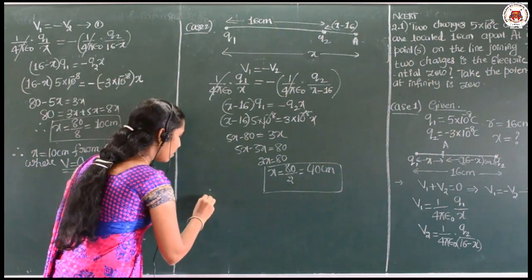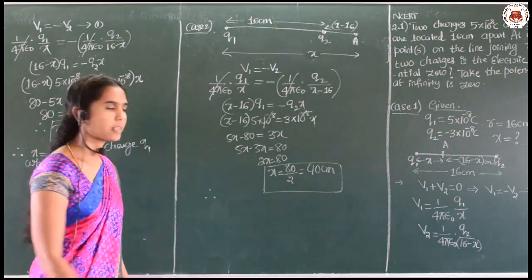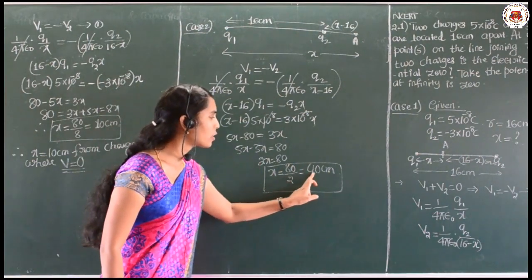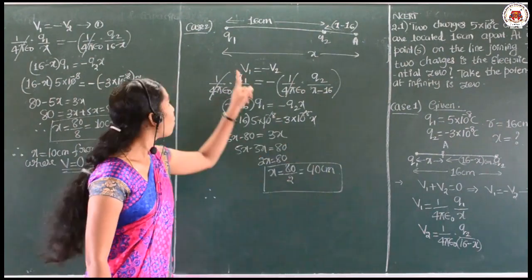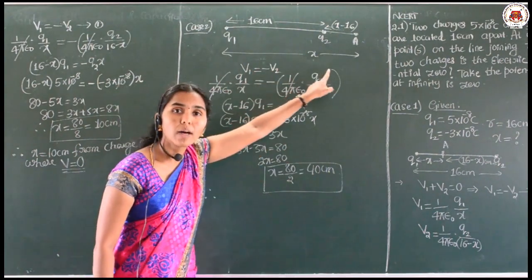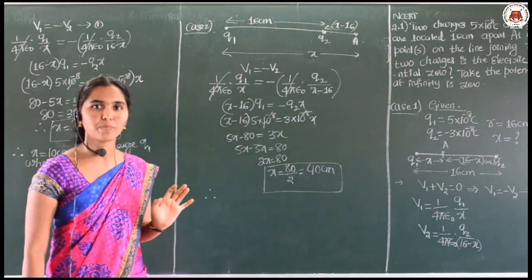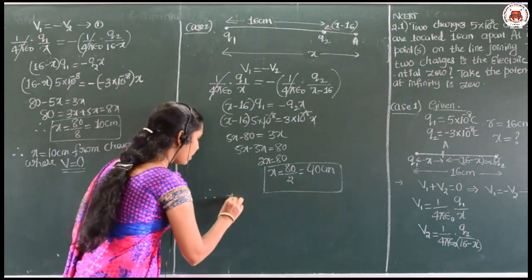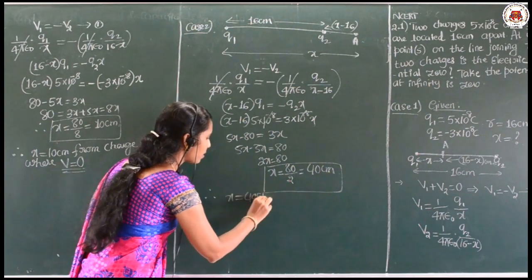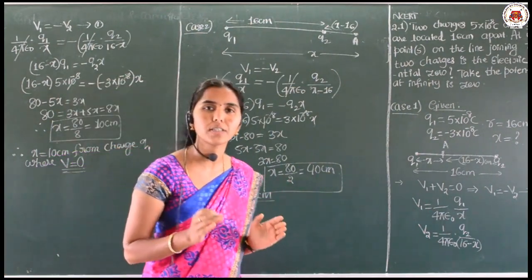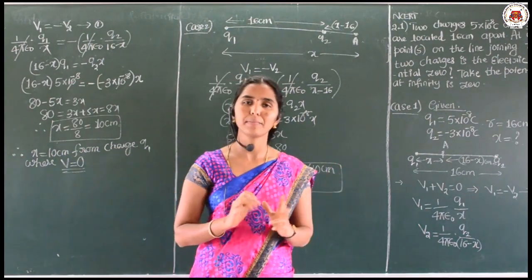Then this point shows that at a distance of 40 centimeter away from the charge q1, the potential of the system is 0, right. So, like this you can write that at 40 centimeter the potential of the system of two charges remains 0, right.